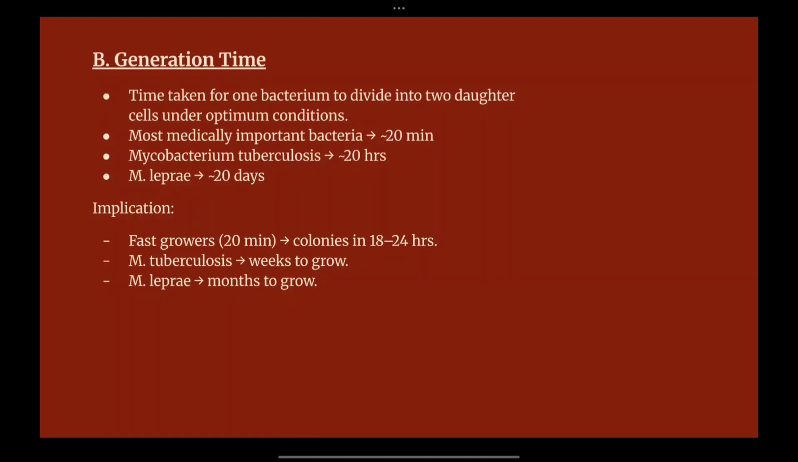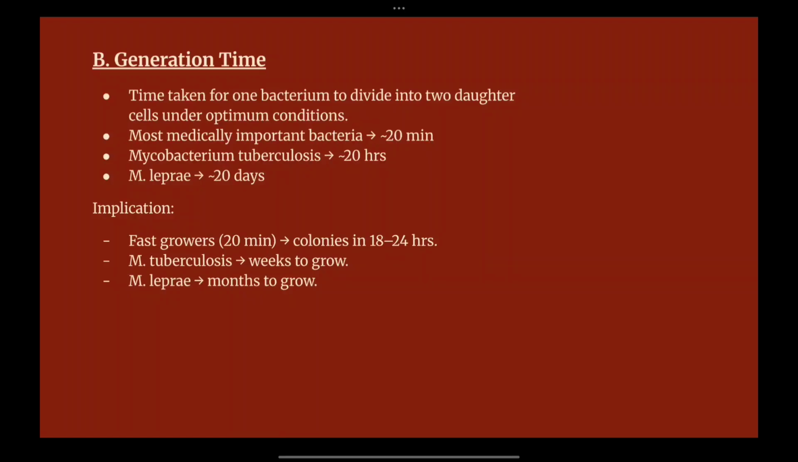Now most bacteria take approximately 20 minutes, but there are certain cases wherein bacteria take longer to divide into two daughter cells, as in the TB-causing bacteria, Mycobacterium tuberculosis. It takes approximately 20 hours, so it requires about one day to generate two daughter cells. In the case of Mycobacterium leprae, which causes leprosy, it takes approximately 20 days to divide into two daughter cells. So different bacteria have different generation times.